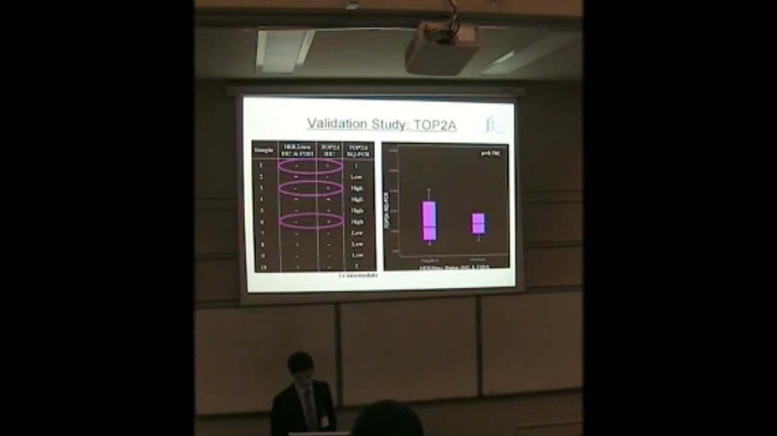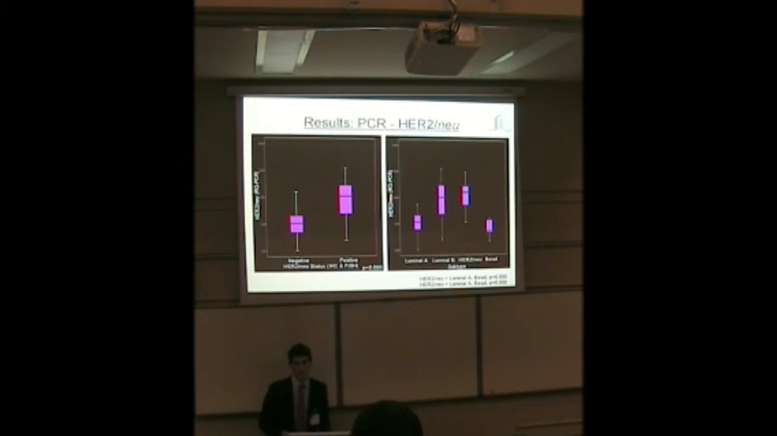When we expanded out our cohort to a 95-patient group, we again found that amplification levels of HER2 were significantly higher in patients who had been classified clinically as HER2 positive. And in keeping with this, levels are significantly higher in the luminal B and HER2 overexpressing subtypes relative to the luminal A and basal groups.